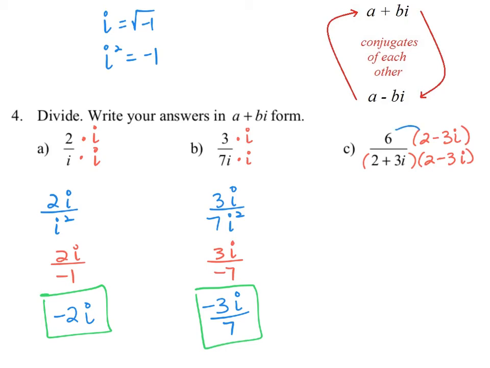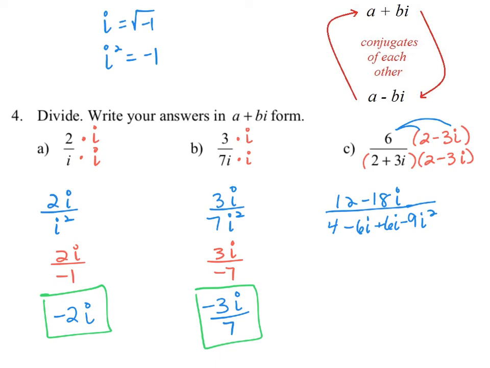In the numerator, we're going to use the distributive property to multiply 6 times the conjugate, 2 minus 3i, to get 12 minus 18i in the numerator. And in the denominator, we're going to use the FOIL process, first, outer, inner, last. Well, the first 2 times 2 is 4, the outer is minus 6i, the inner is plus 6i, and the last is minus 9i squared.